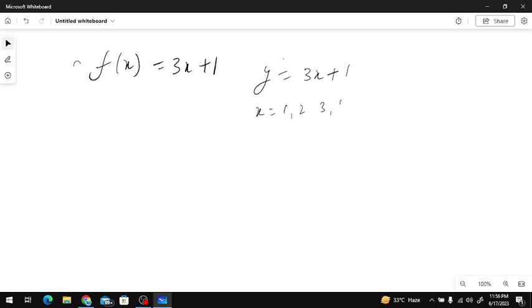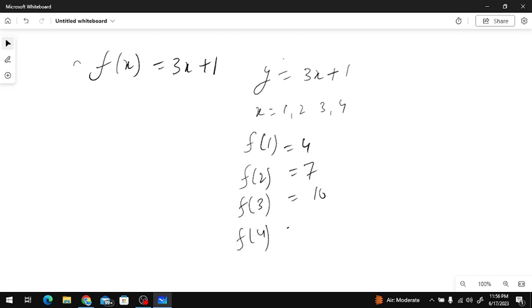f(1) will equal 3 plus 1, which is 4. f(2) should be equal to 6 plus 1, which is 7. f(3) is 10, and f(4) is 13. So this is a way, we are just putting in values like this.